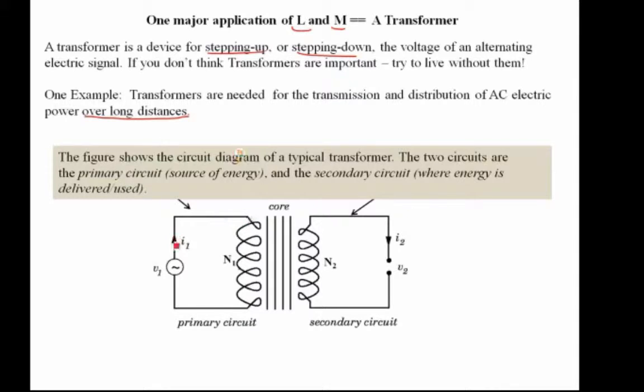There's the part where you have the source of EMF that's driving everything, and that's called the primary circuit. And so if you have this oscillating voltage here, you would have a current that also oscillates through this coil here. Let's let N1 be the number of turns that are contained in this primary circuit. There's a secondary circuit which also has a coil with N2 windings.